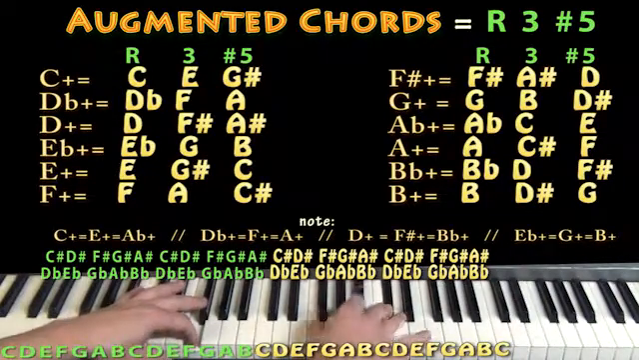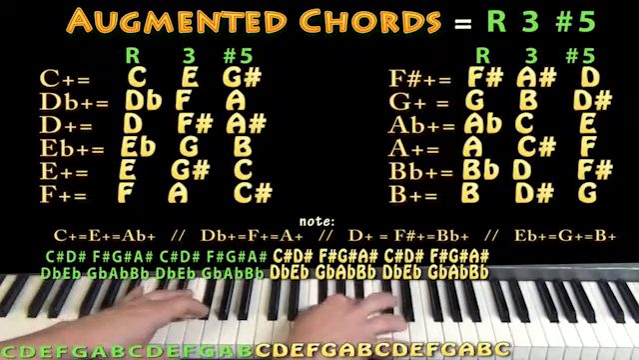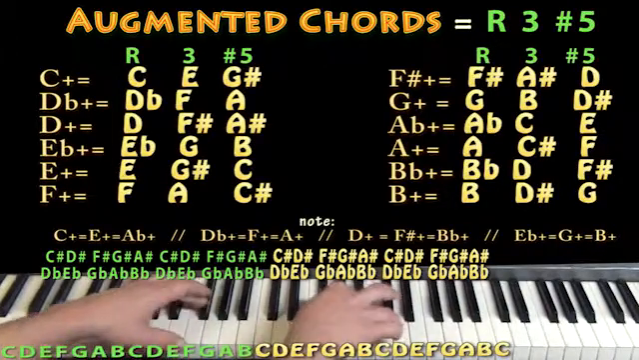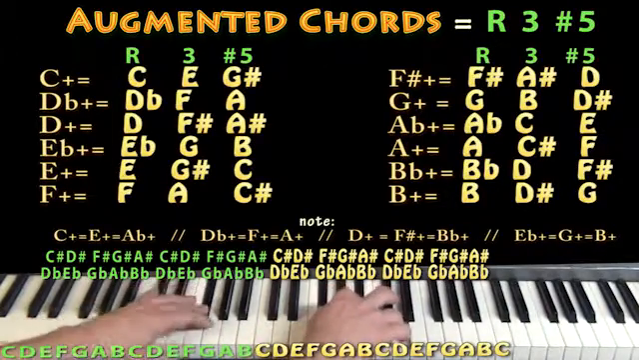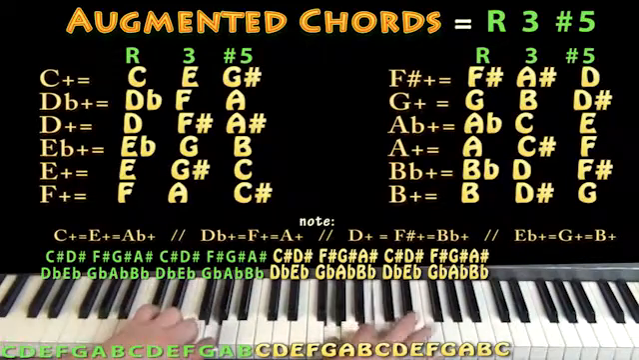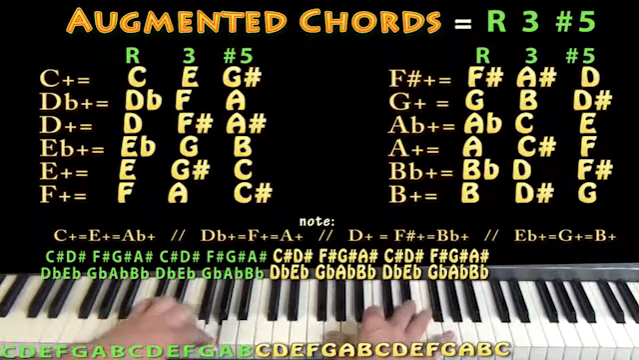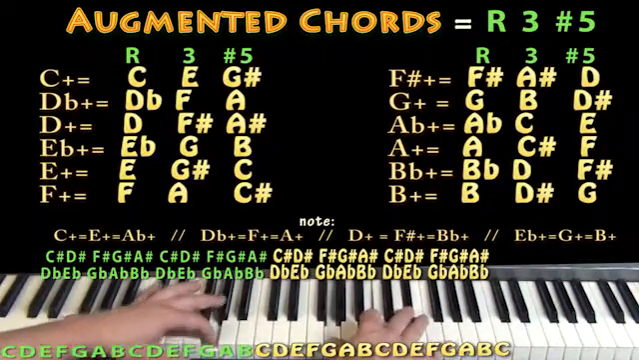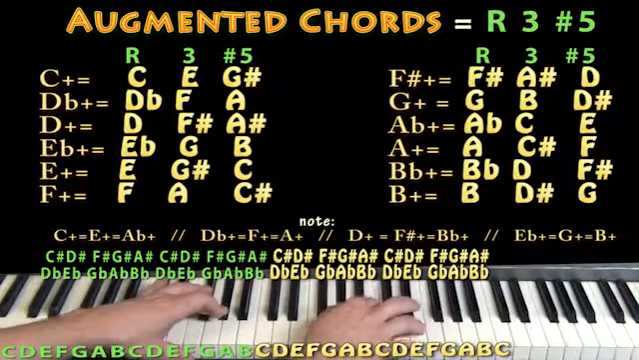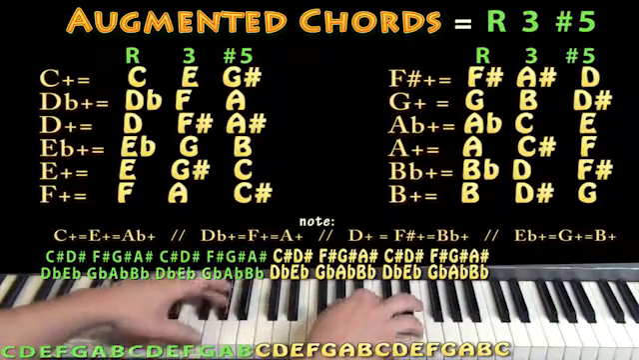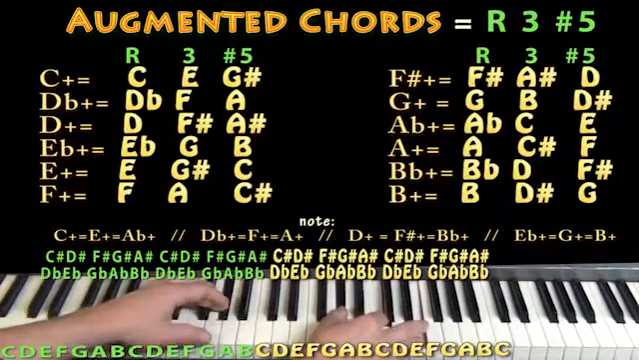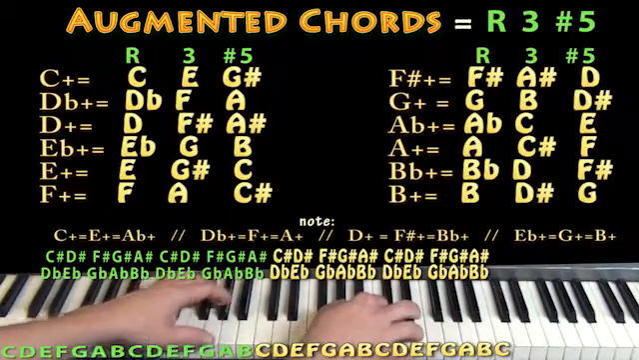And if we go up one more, we got F sharp, A sharp, and D would make an F sharp augmented. And if we go up one more, we'd have G and B and D sharp for a G augmented. And if we go up one more, we'd have A flat, C, and E would be an A flat augmented or G sharp augmented, randomly the same notes as the C augmented we started with.